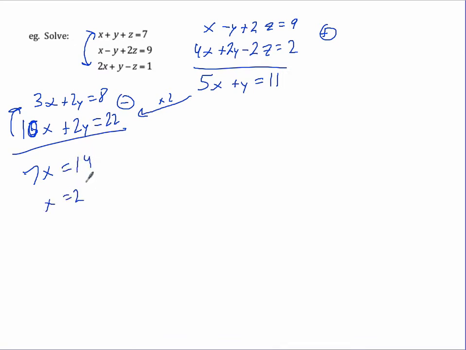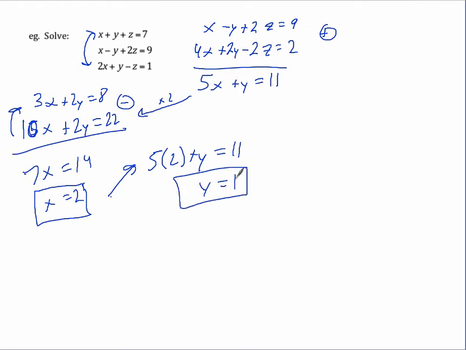Okay, so we've got x equals 2. That means that they're going to intersect in a point, and we just need to plug in this x value to get the y and the z now. So I can plug it in right here. 5 times 2 plus y equals 11, so solve that, you get y equals 1. And then we can use any old equation here. The first one looks pretty easy. 2 plus 1 plus z equals 7, so z equals 4. So they intersect at the point 2, 1, 4.